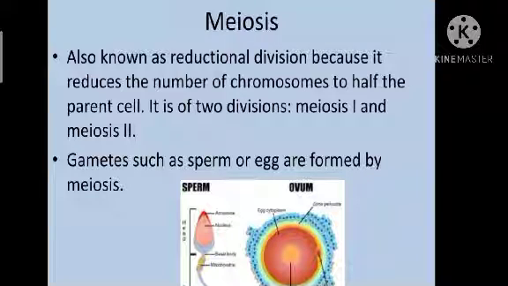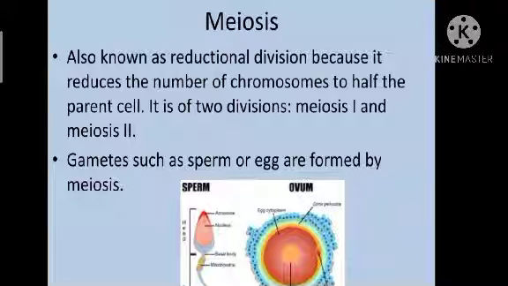Why? Because it reduces the number of chromosomes to half the number of chromosomes present in the parent cell. That is, if the parent cell has a diploid number of chromosomes, the daughter cells produced as a result of meiosis will have a haploid number of chromosomes. That's why meiosis is said to be reductional division. It has two divisions, meiosis I and meiosis II.